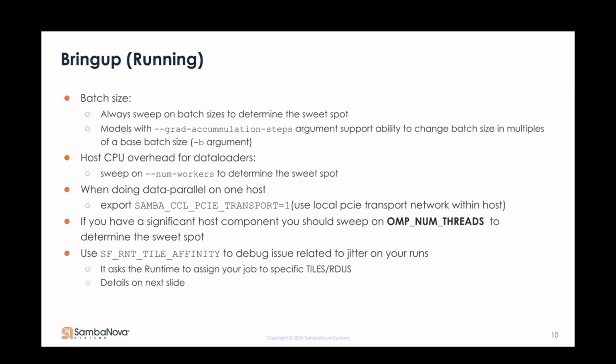The SambaCCL PCIe transport equals one allows for data parallel use on one host. So when not using multiple nodes and still wanting to take advantage of data parallel, this is the file that will allow that for yourself.